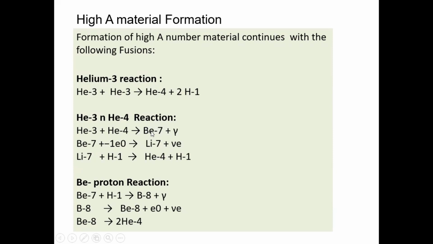Remember the binding energy curve. It states that these are much more stable because they have a high binding energy per nucleon as compared to the original helium. And eventually these are going to be stable. However, if the beryllium-7 absorbs a proton, then boron-8 and beryllium-8 are produced, and this can continue to produce even higher elements.